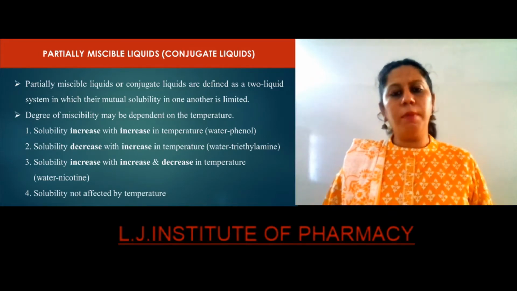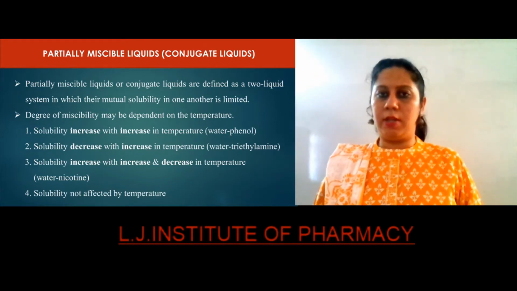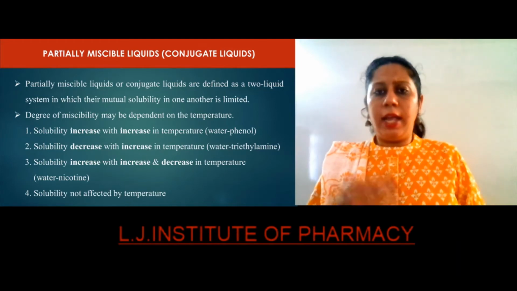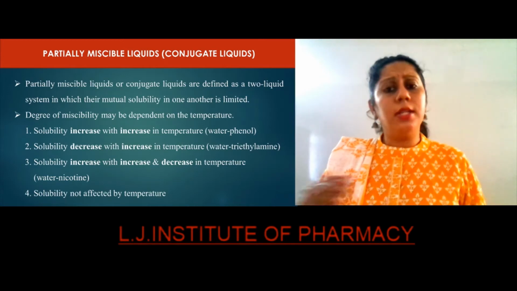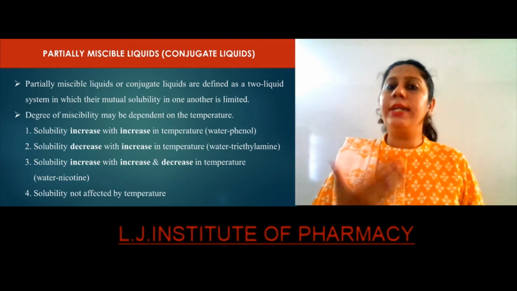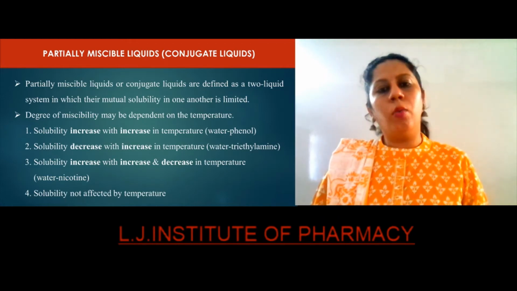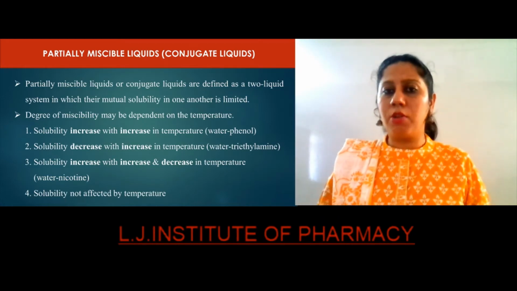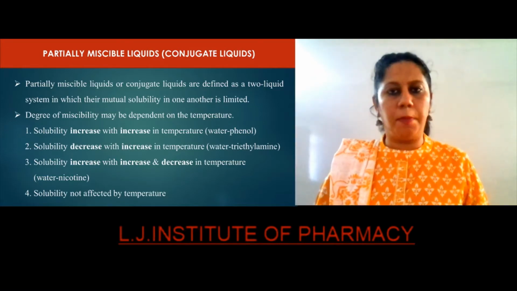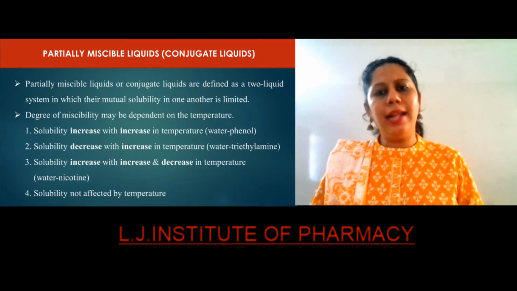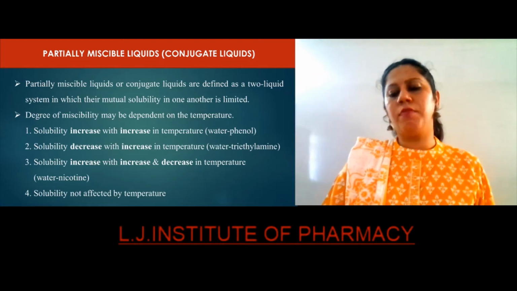So based on the miscibility, which is dependent on the temperature, we can have four types of system. System number one, in which the solubility will increase with increase in temperature, like the phenol water system. System number two, in which the solubility will increase with decrease in temperature. That is the water TEA system. And system number three, in which the solubility will increase with both increase and decrease in temperature. That is the nicotine water system. And the fourth system, in which the solubility is not affected by the temperature. So we will see each of the system in detail.